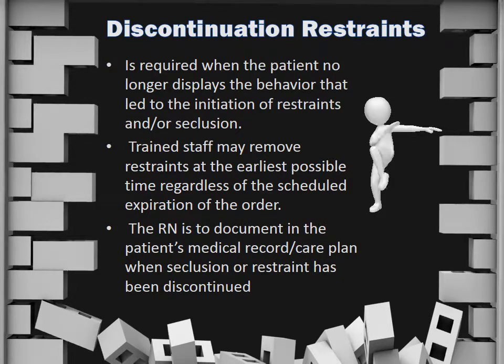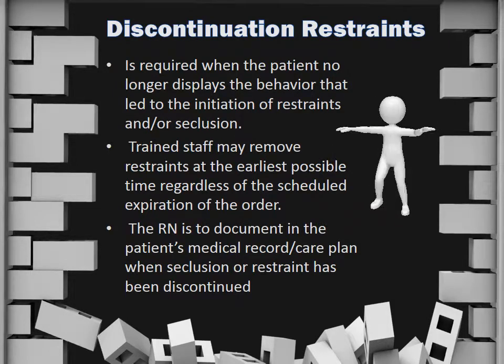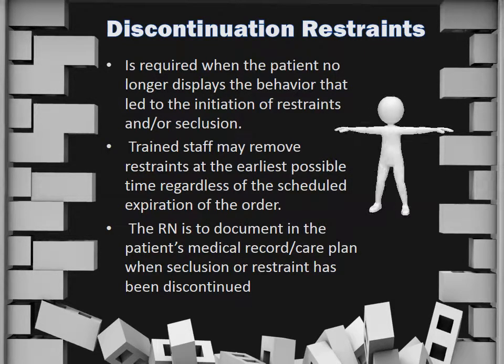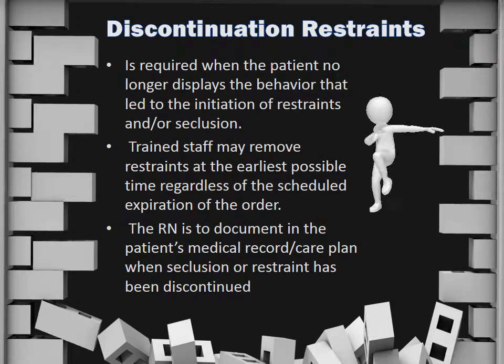Discontinuation of restraints. This is required when the patient no longer displays the behavior that led to the initiation of restraints. So when you go in and you do your assessment, as you're done, so for nonviolent every 2 hours, if they've been in it for 4 and you go in and they no longer need it, then you need to document a discontinuation date and time. What this does is it gives us the exact how long we're using restraints. This is a data point that we focus on. Also, it stops the order and it stops the task list. So please remember to document your discontinuation of restraints.